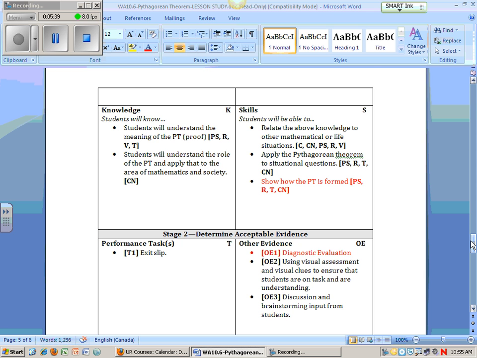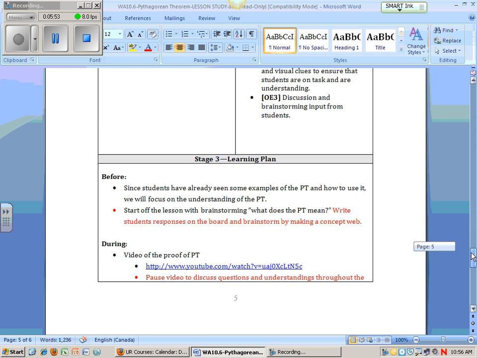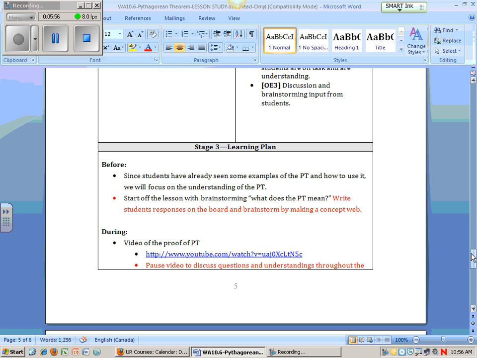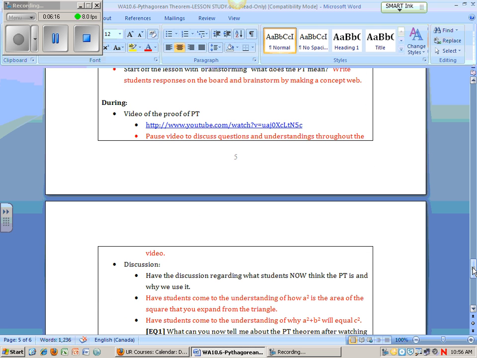As well, for other evidence, we'd want to do a diagnostic evaluation prior so that we know what students already know about right triangles and rational numbers, part of the prior knowledge, so we know where students are at. For the before, we'll write students' responses on the board and brainstorm making a concept web. So instead of just asking what does the Pythagoras theorem mean, we could put it on the board so that we have a concrete visual of what they already know about the Pythagoras theorem.